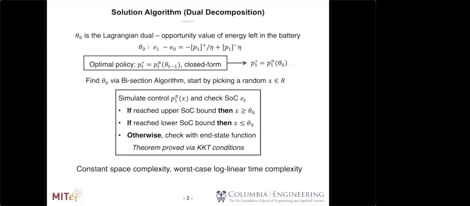Once you know the value of theta, it's very easy to obtain the optimal control. The main challenge here is to find the optimal value of theta. We proved in this paper that theta can be found using a bisection algorithm combined with forward simulation. The algorithm achieves constant space complexity and worst case log linear time complexity with respect to the size of the problem.